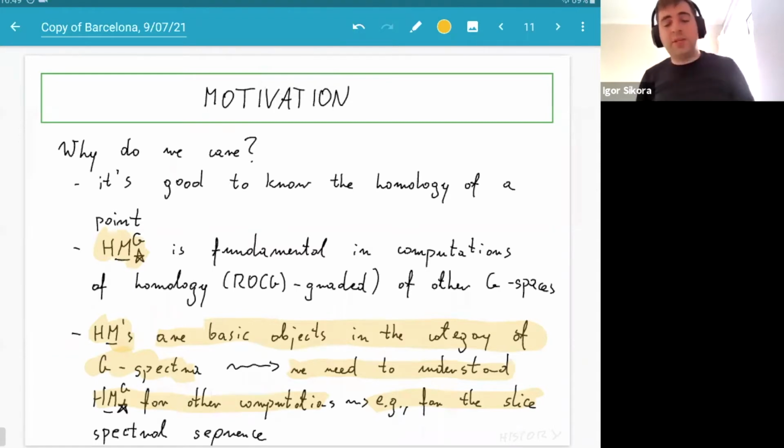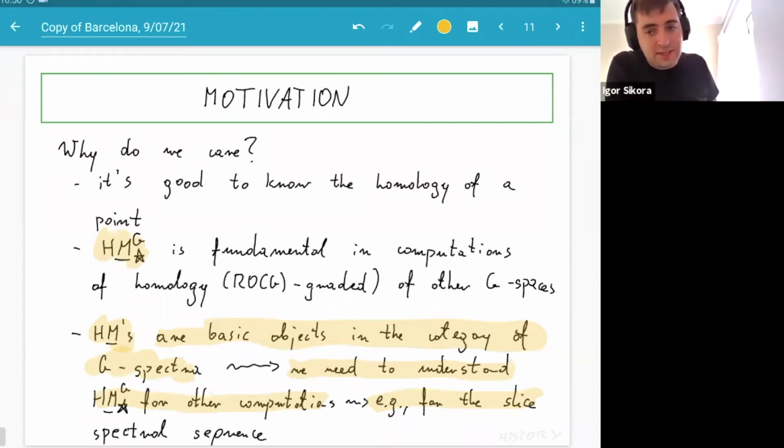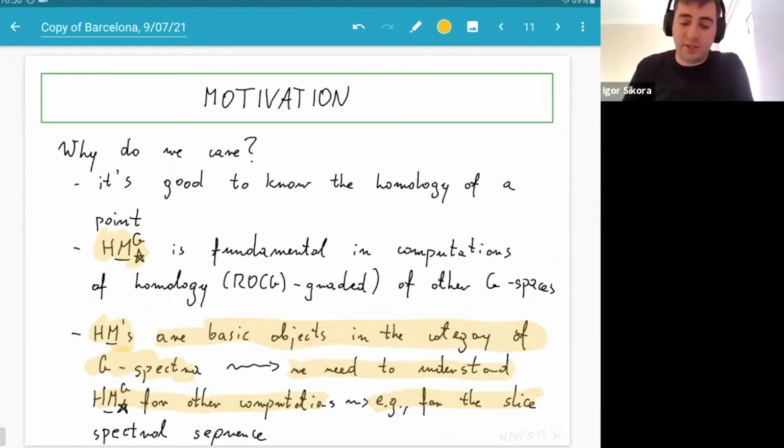So the other computations here, for example, the other famous method of computations in equivariant homotopy theory is the slice spectral sequence. And there, Eilenberg-MacLane spectra and shifts of Eilenberg-MacLane spectra appear as -1 slices and 0 slices. So also we better know their homotopy if we want to run the slice spectral sequence.